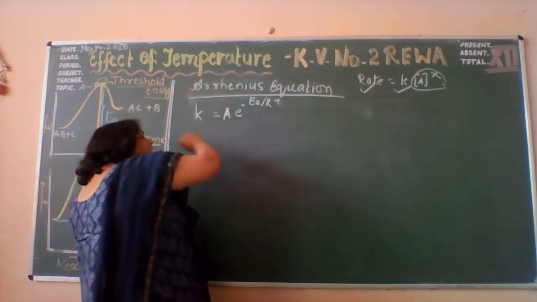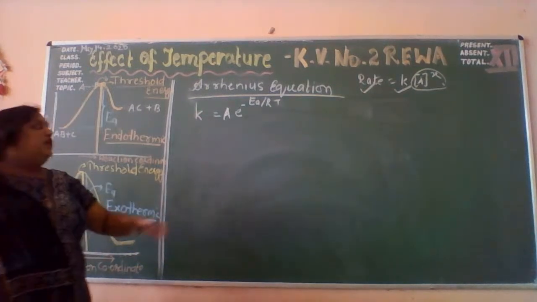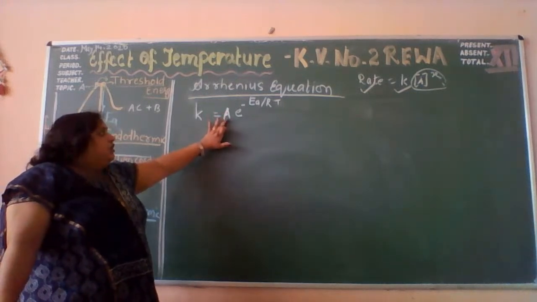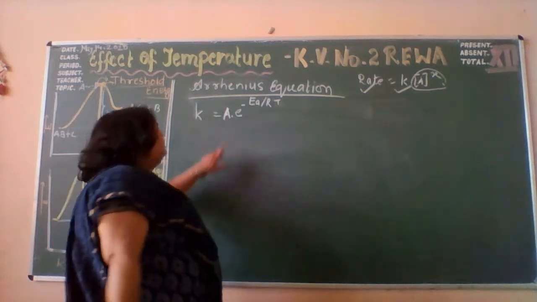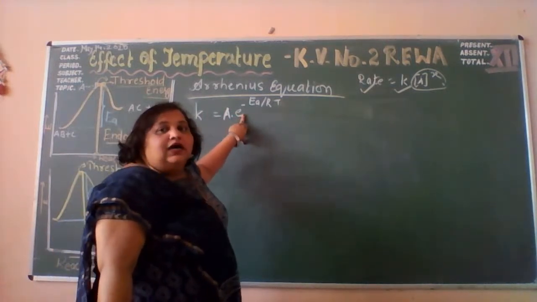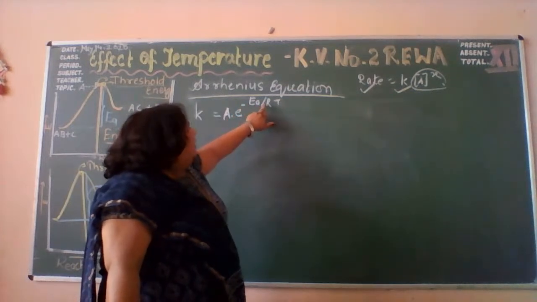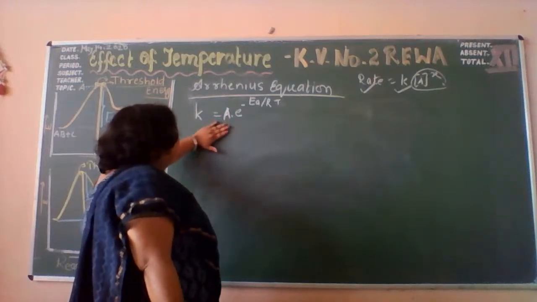A, probability, pre-exponential... so many names are given to this factor. Arrhenius factor is also a very common name for this. This is dot, that means multiplied. It's an exponential, e is the exponential, and minus Ea upon RT is the power. This is the Arrhenius equation.